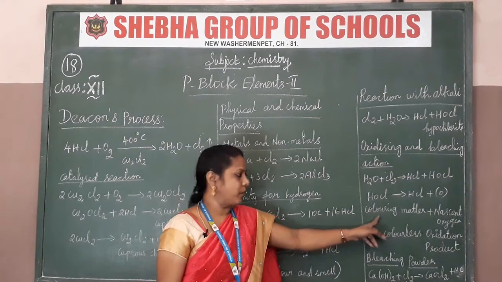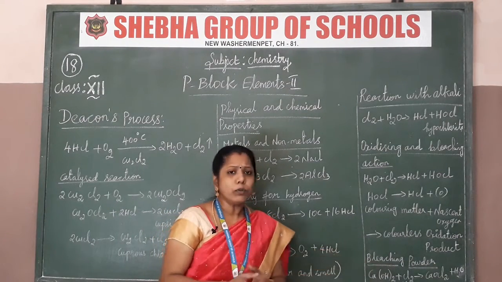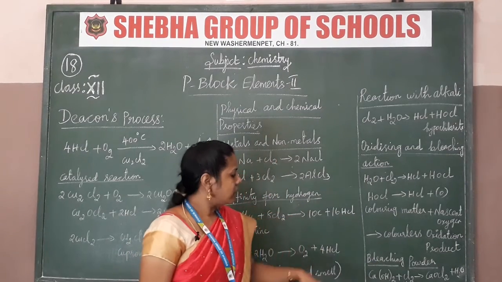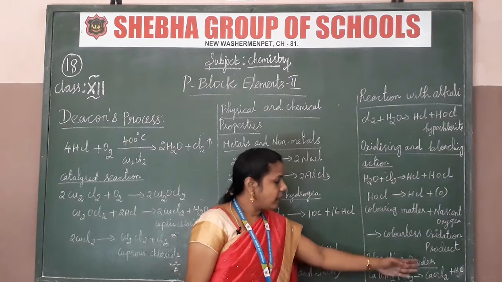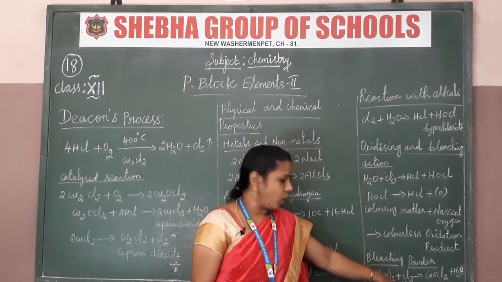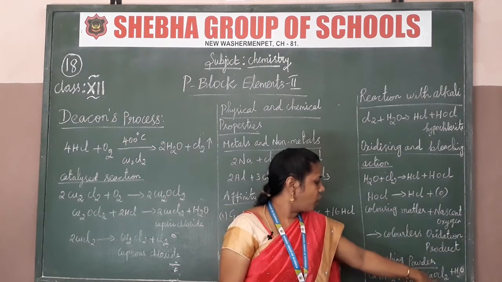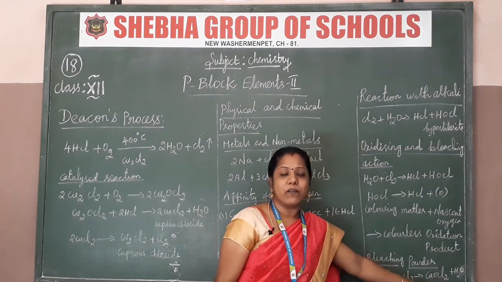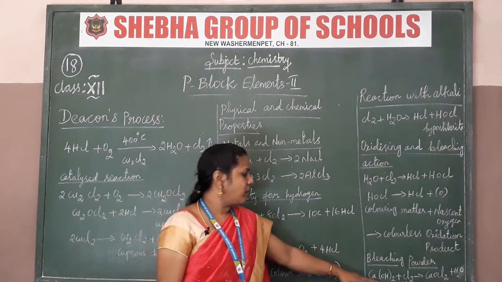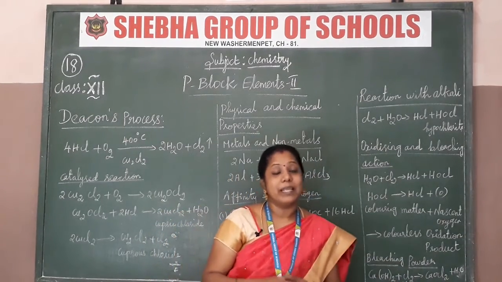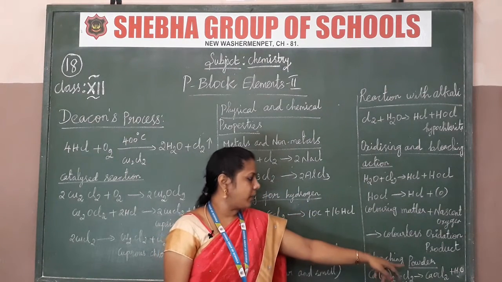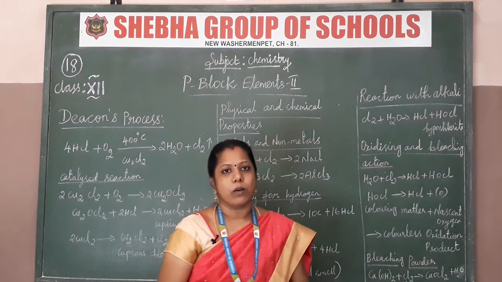The same thing happens in this reaction also. Then, how is bleaching powder produced? This is the main thing for getting the product of bleaching powder. Calcium hydroxide reacts with chlorine, and we get CaOCl2, that is the chemical formula of bleaching powder, along with water molecules. So this is the main thing for how bleaching powder is produced.